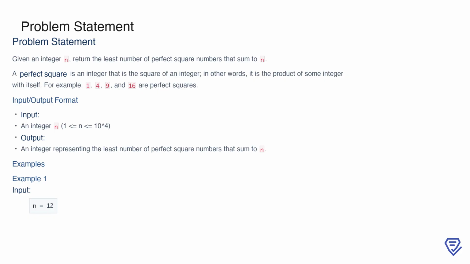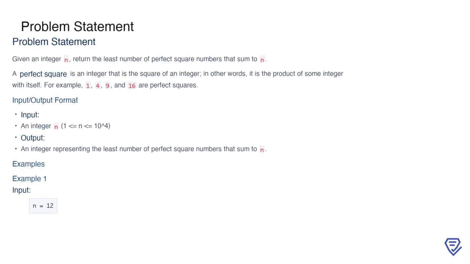The input to this problem is a single integer, n, where the constraints ensure that n is at least 1 and at most 10,000. The output is another integer that represents the minimum number of perfect square terms needed to sum up to n. Let's look at a few examples to better understand what this means in practice.